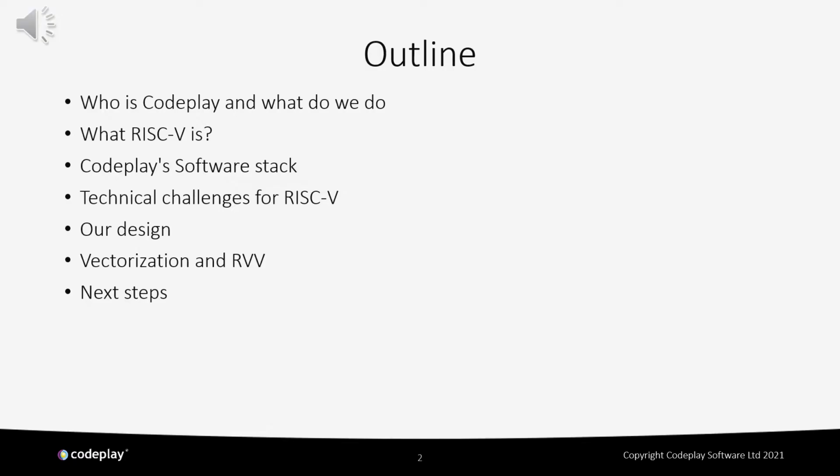In the following presentation we will discuss the following points. We will discuss what Codeplay does and how it relates to this talk. We'll talk about what RISC-V is, why it's important, and how it fits into the ecosystem. We will delve into Codeplay's software stack and look at the technical challenges to support RISC-V, as well as the design that we've come up with to help support RISC-V. We will then look specifically at vectorization with respect to RISC-V's vector extension. Finally, we will look at the next steps.